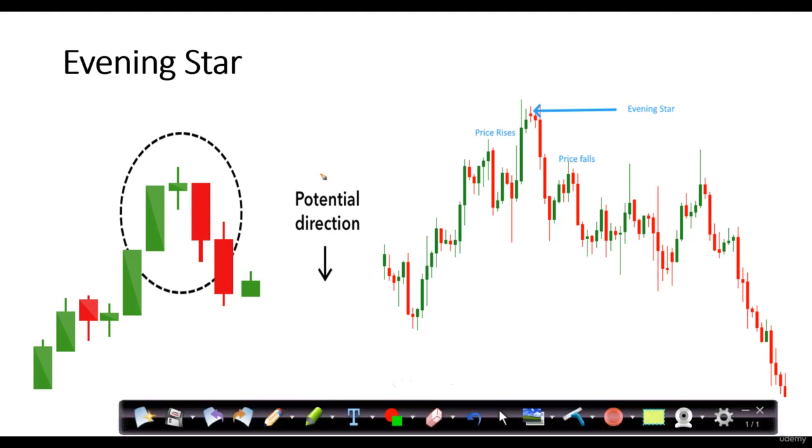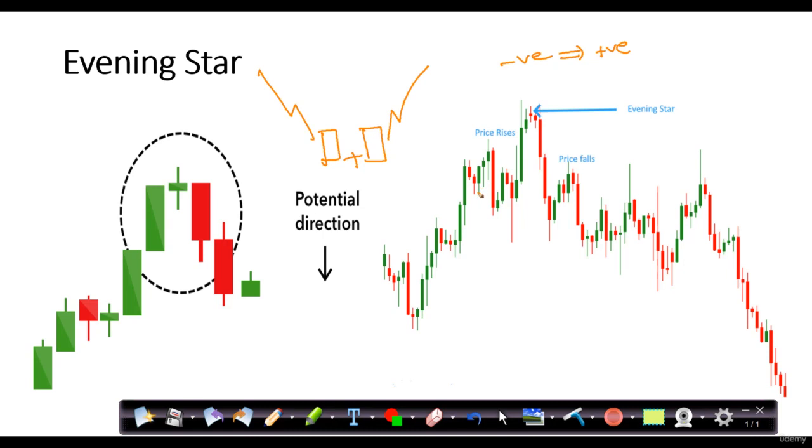In the last video, we discussed the Morningstar pattern. The Morningstar pattern is an indication of trend reversal. Trend reversal in the sense that if the trend is negative and you find the Morningstar candlestick, then there is a high chance that the market will start moving upside and change from negative towards positive.